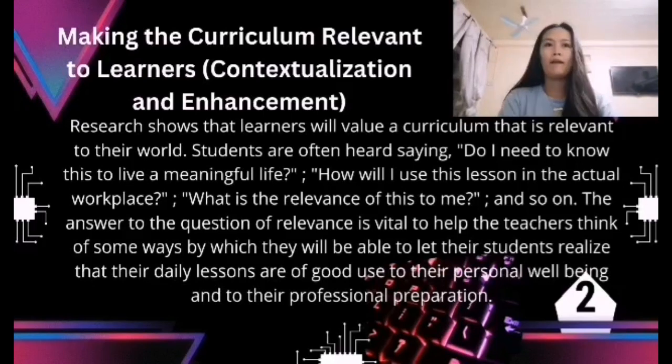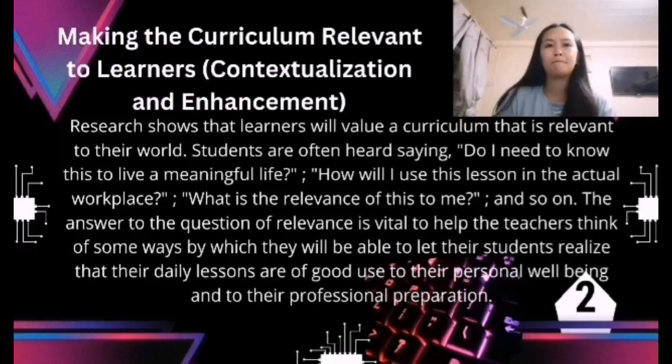So to make the curriculum relevant to learners, the approach of contextualization and enhancement is used. So meaning that the curriculum is designed to consider the specific needs of the learners, their needs, interests, and experiences, because it aims to make learning more meaningful and applicable to their lives.